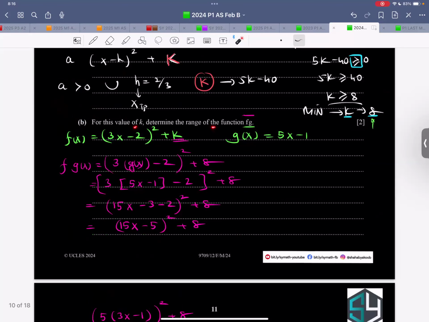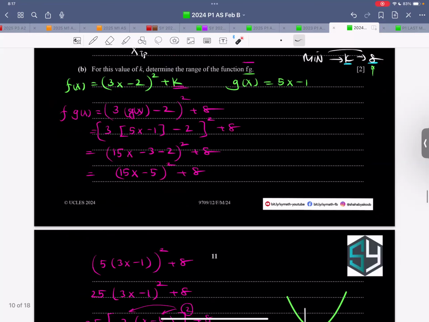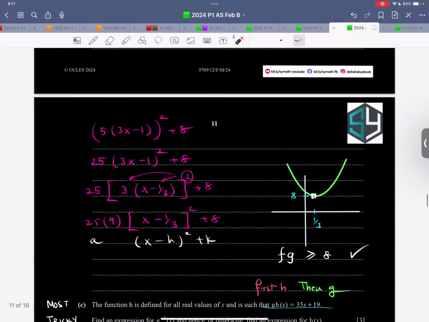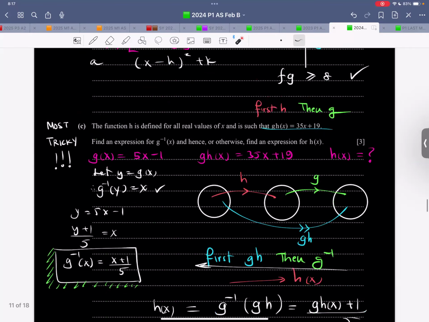For this value of k, determine the range of fg. So this is f of g of x. I think the first one was g of f of x. This is f of g of x. Again, we have something like this. Again, we do all the completed square form, and then by drawing a sketch, we get this thing.